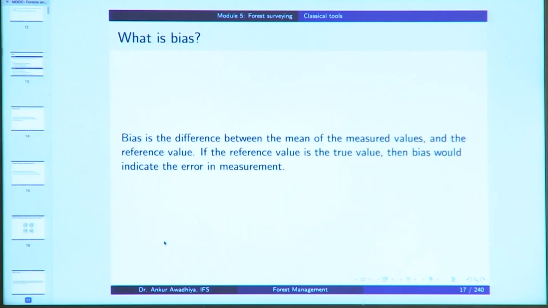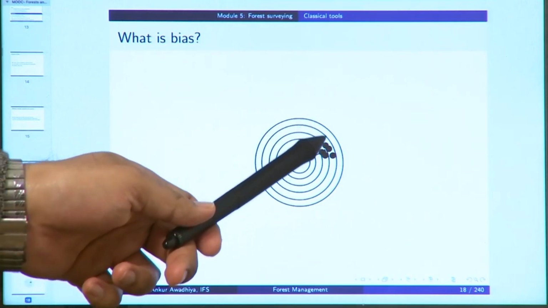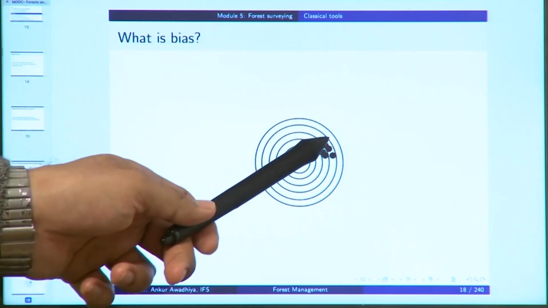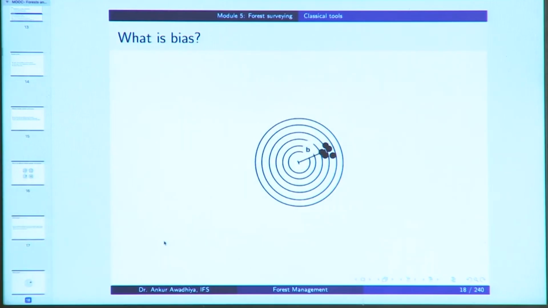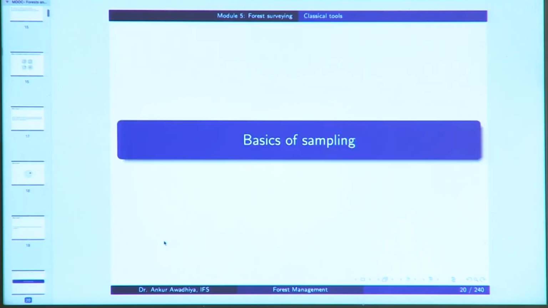Then we defined bias as the difference between the mean of the measured values and the reference value, and if the reference value is the true value, then bias is the error in measurement. So, this is the bias. The shooter wanted to shoot at the bull's eye, so the measurements are precise, but these are not at the bull's eye. So, they are at a distance, and this difference is the bias, and bias can be removed by calibrating the instrument or the method of measurement.